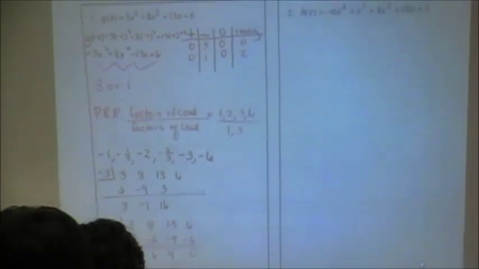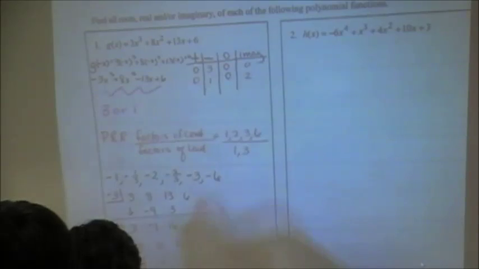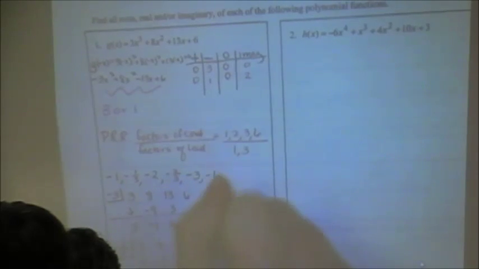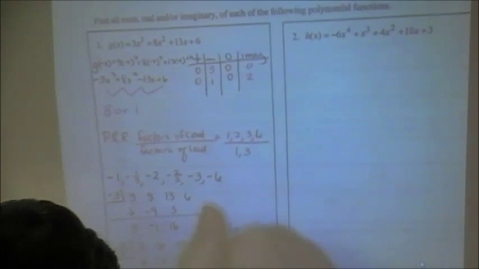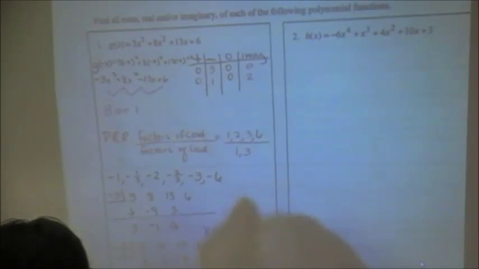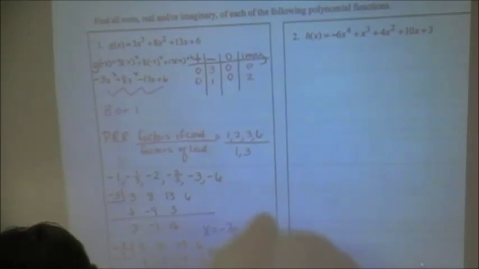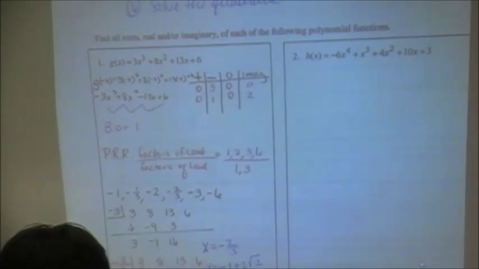So I'm going to list my roots. So x equals -2/3. x equals -1 plus i square root 2. And x equals -1 minus i square root 2. And that's all 3.